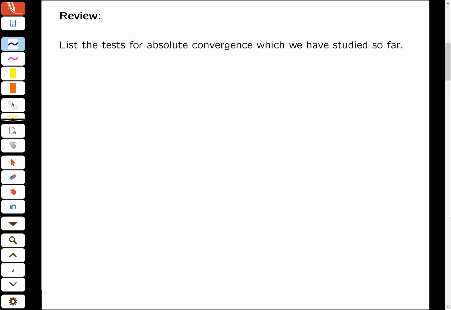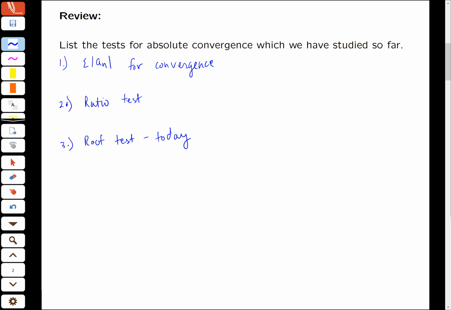What tests do we have to test for absolute convergence now? The first one that we talked about was to check the series of the absolute values for convergence. The second one is the ratio test. We're going to add to that today the root test. These are all for checking for absolute convergence.